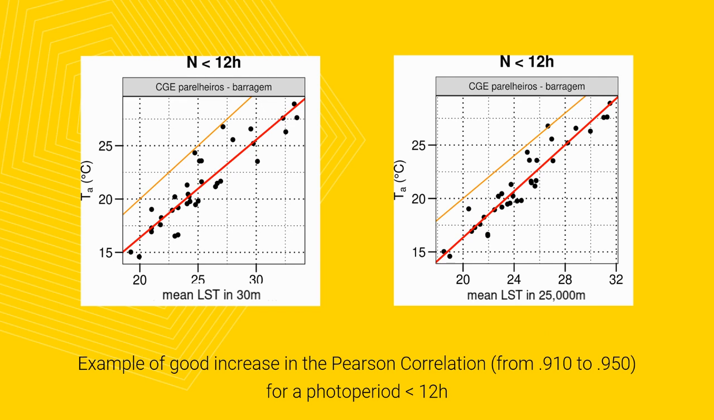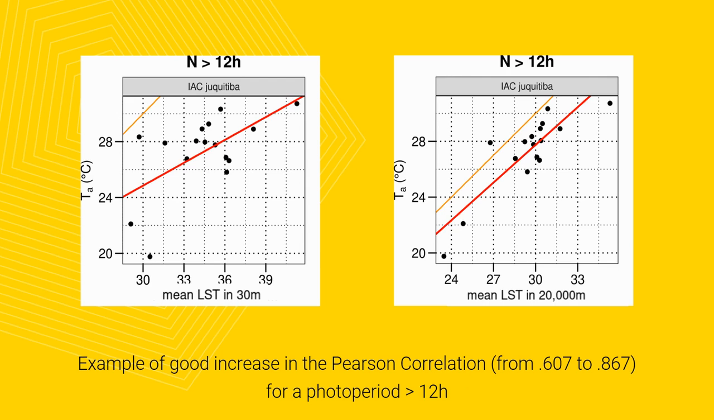Here we have a case for a photoperiod less than 12 hours, where the correlation went from 0.91 to 0.95. And here's a case for a photoperiod greater than 12 hours, where the correlation went from 0.6 to 0.87, a great increase in this case.